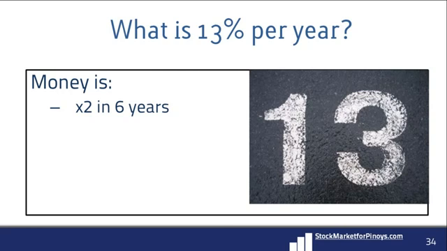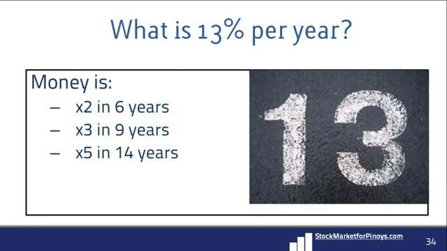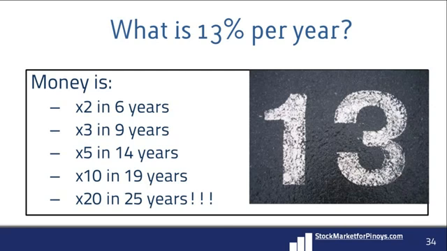So, what is 13% per year? It's doubling your money in 6 years. It's tripling your money in 9 years. It's multiplying your money times 5 in 14 years. And it's times 10 in 19 years. And it's 20 times in 25 years. So, that's what it means to grow your money at 13% per year. With these numbers, isn't it easier to accumulate wealth for your retirement and achieve financial freedom? That's the power of starting to use the stock market in your life right now.